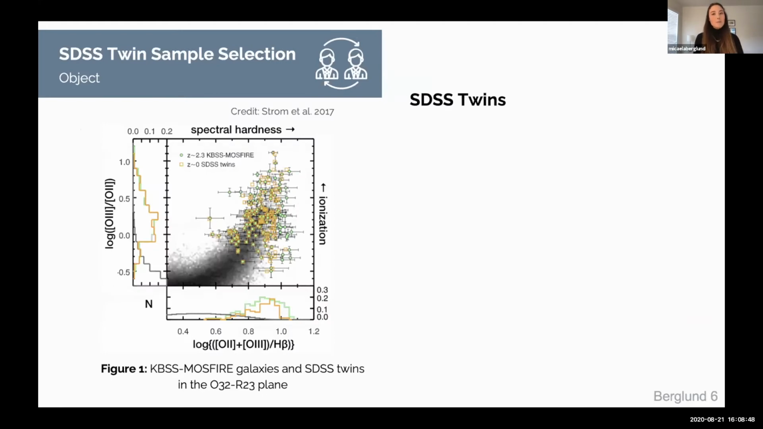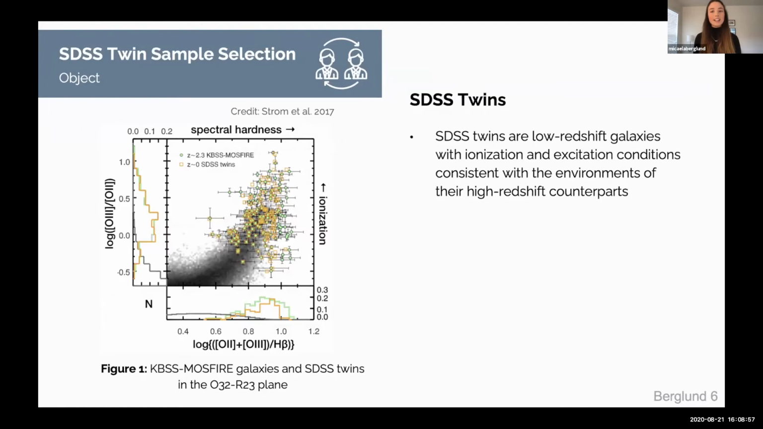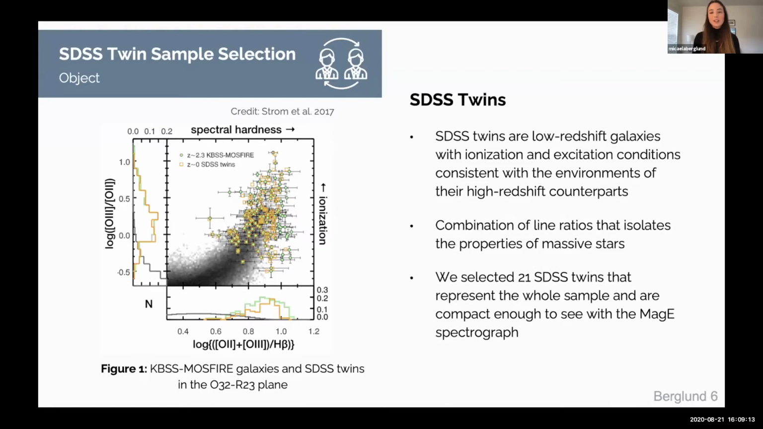A few years ago, my advisor, Allison, selected what we call the SDSS twins. This is our local analog sample. They're low redshift galaxies with ionization and excitation conditions consistent with the environments of high redshift galaxies. And we chose them, or she chose them, from a combination of line ratios that isolates the properties of the massive stars. So this is how we selected the stars.